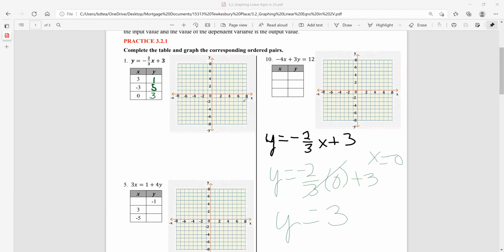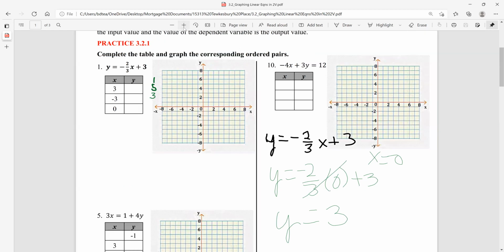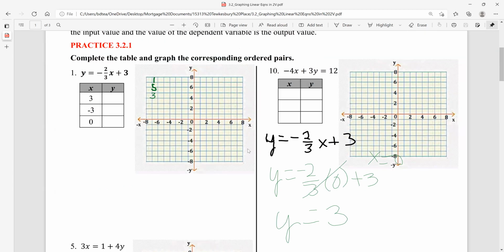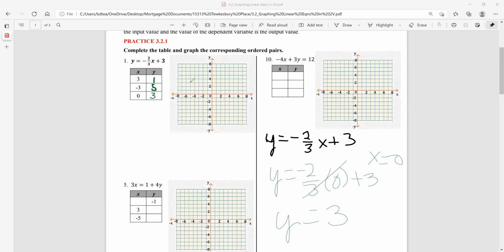And now we're just going to plot those points. I'm going to make it a little bit bigger so we can see. Again, this is our x and y axis here. We're going to plot the point 3, 1. Starting at your origin, you're going to go to the right 1, 2, 3 units, and up 1. So this is the point 3, 1.